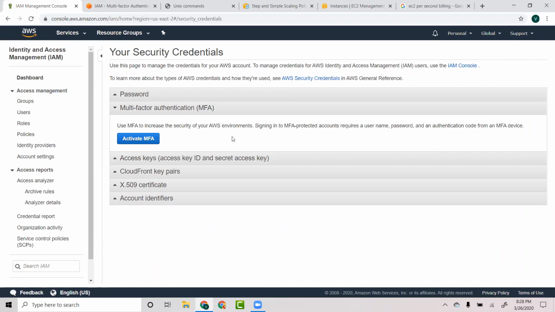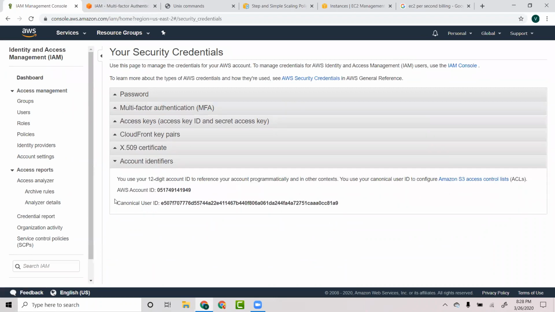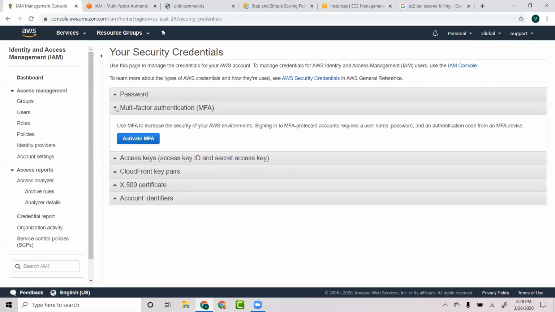But for MFA, you need to create your IAM, right? Without IAM, this will not work, I guess. This is for your root account. Oh, okay. For root account. Yep. Okay. Activating MFA for your root account.